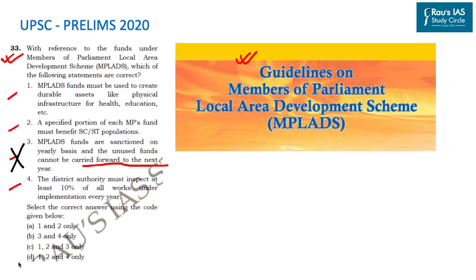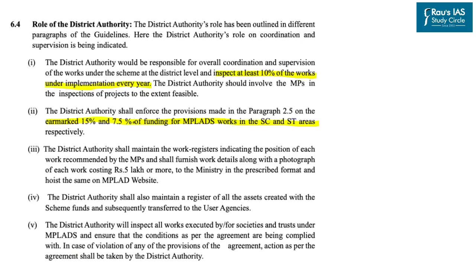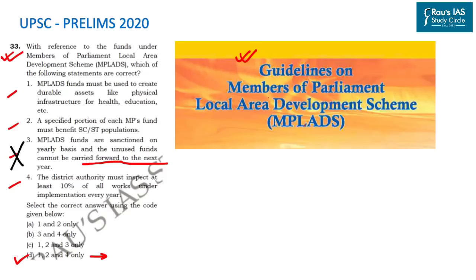In this, the correct answer was D, that is 1, 2 and 4 only. So here we understand that statements 1, 2 and 4 were correct. And if you go through the guidelines properly, then you can see that the district authority has to inspect at least 10% of the works under implementation regarding MPLADS and the district authorities have to earmark certain funds for scheduled castes and scheduled tribes. And yes, the MPLADS funds must be used to create durable assets like physical infrastructure for health, education, etc. So the correct answer in this particular question becomes D. However, as said, this question can be said to be one of the tough questions asked by UPSC.